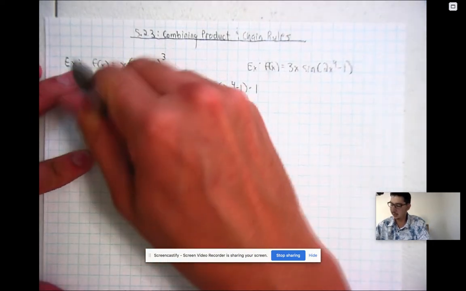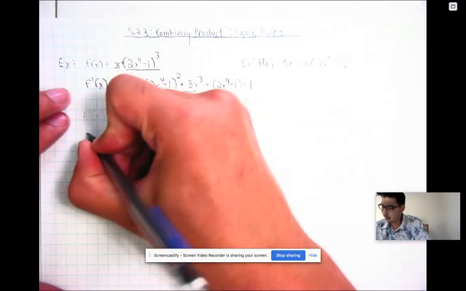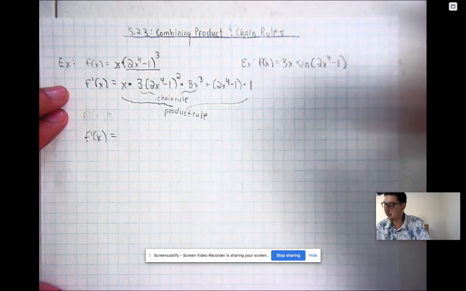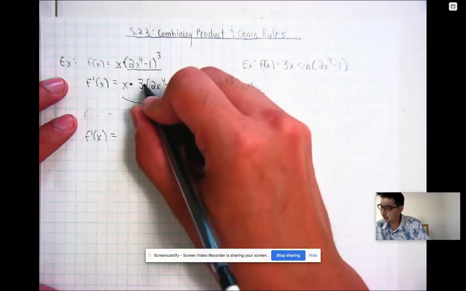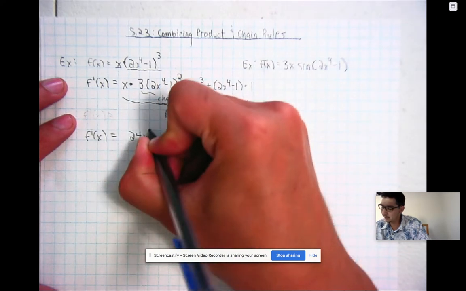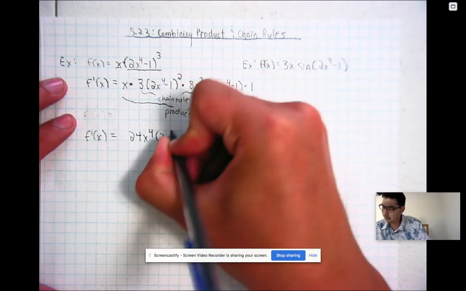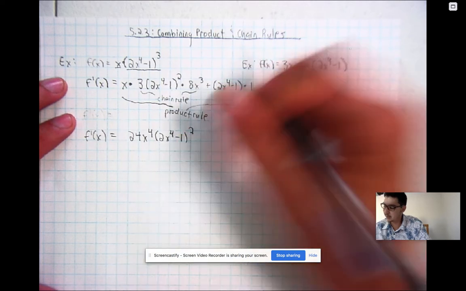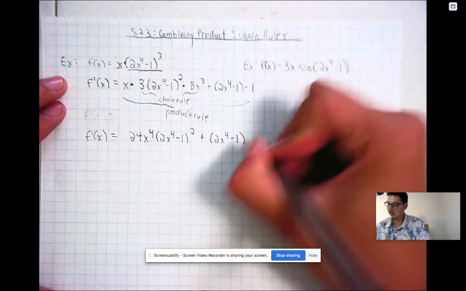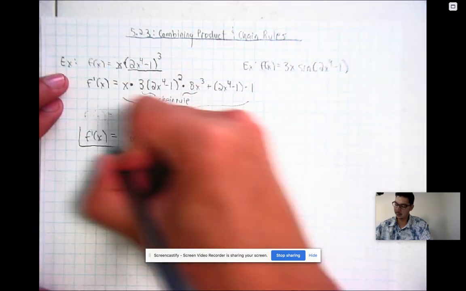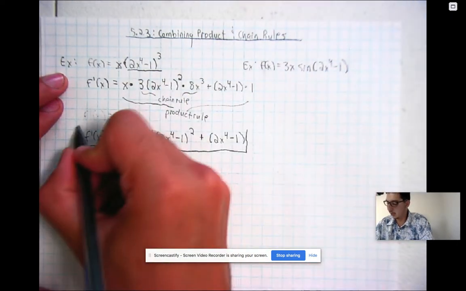Let me go down the line here. And we have f prime of x is going to equal, and we clean this up, that would make 8x^4 times 3. So you have 24x^4 times (2x^4 - 1)^2 plus (2x^4 - 1)^3. And there's the derivative of that function there.